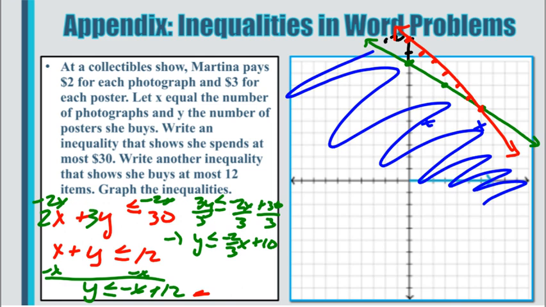So that is our lesson today on calculating area as a sweep and graphing linear inequalities in word problems.